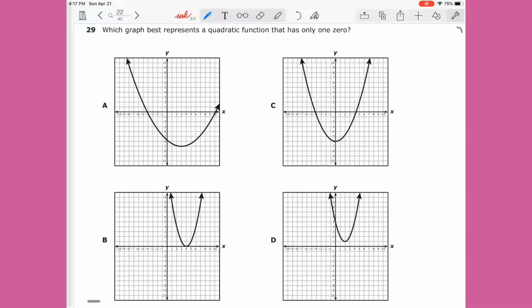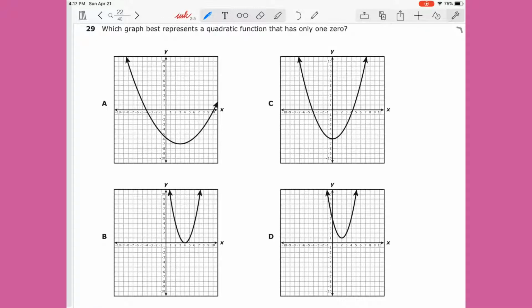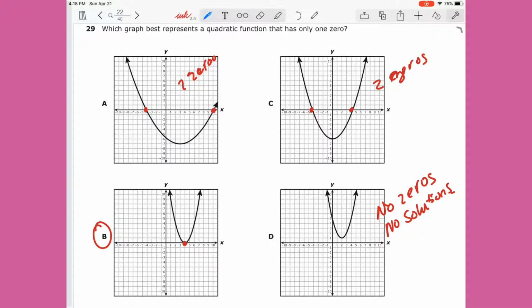Which graph best represents a quadratic function that only has one zero? One. Okay, let's talk about this. I have a 0 here. 0 means when it crosses the x-axis. So I have a 0 there. So that's 2 zeros. Number C, I have a 0 there and I have a 0 there. So again, 2 zeros. C, I only have 1 zero. Or B, not C. Be careful, watch your letters with that one. D has no zeros. No zeros, no solutions. So if they were to ask you which one was no solution, it would have been D.